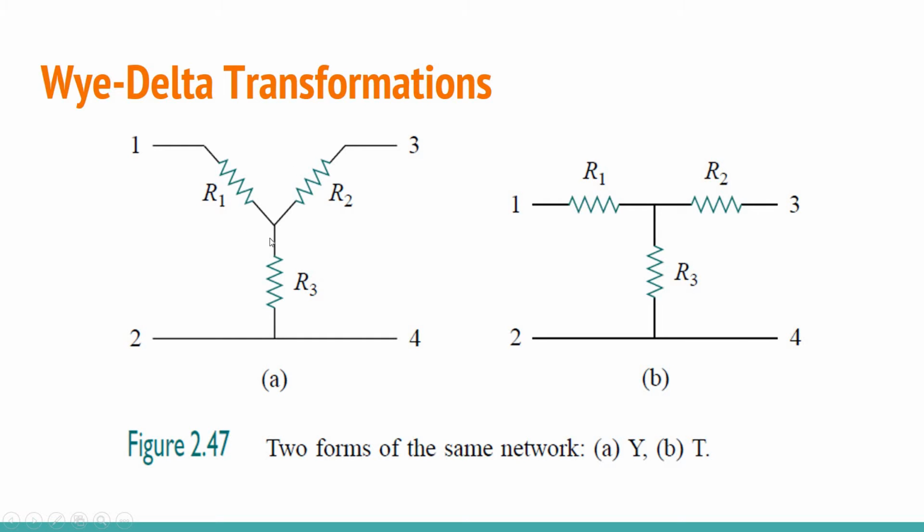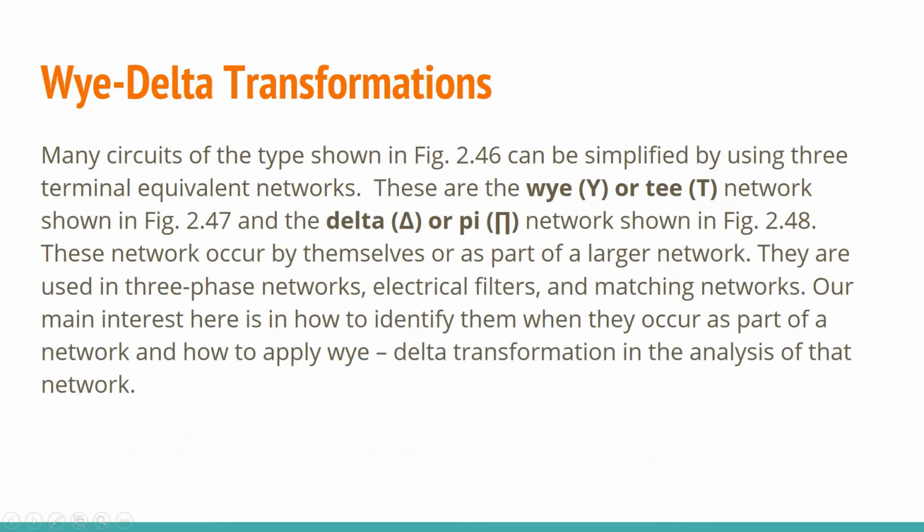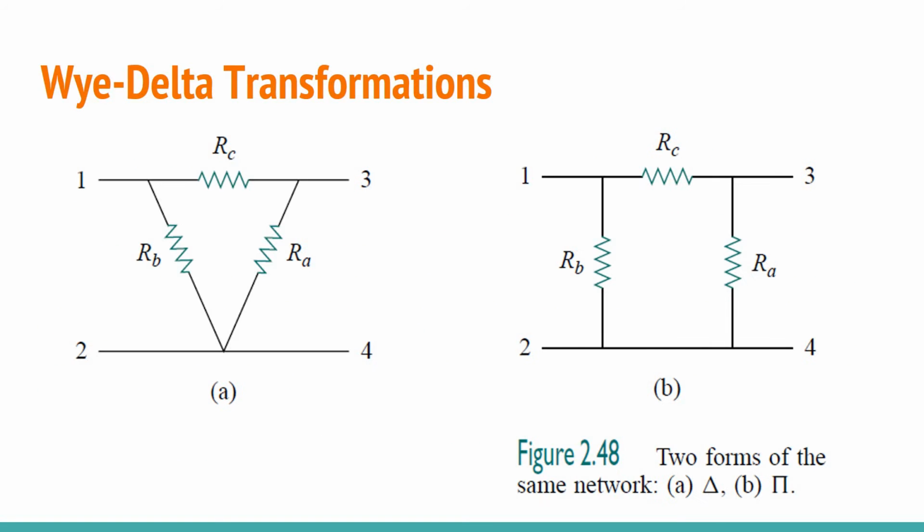So bisag na siya og form, parehas na sila og equivalent. So, two forms of the same network. So, bisan pag nakapurma na siya inani, ya kani naka-straight, same na sila. Naka-Y. Y or T ang tawag na. So, go back. And ikaduha nga klase is ang delta or pi network shown in figure 2.48. So, let's go back. Let's go to figure 2.48.